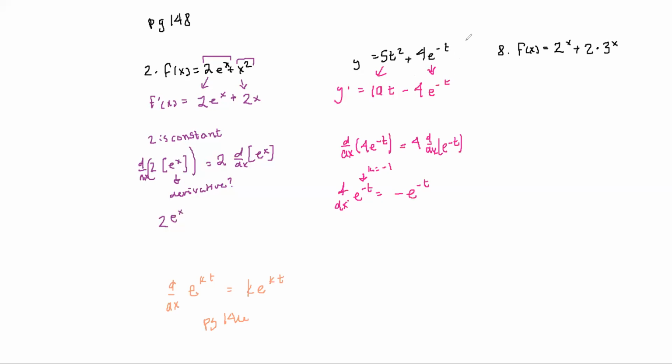Sweet. All right, so what are we going to do about problem 8? There is a rule on page 146 that states the derivative of a, where a is an integer, to the x is equal to ln a times a to the x.